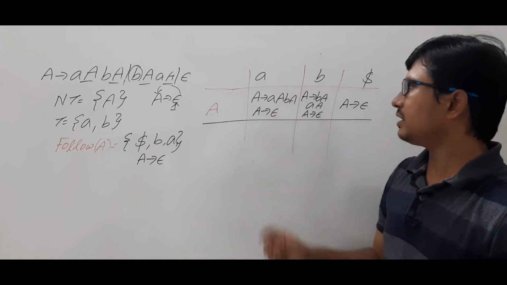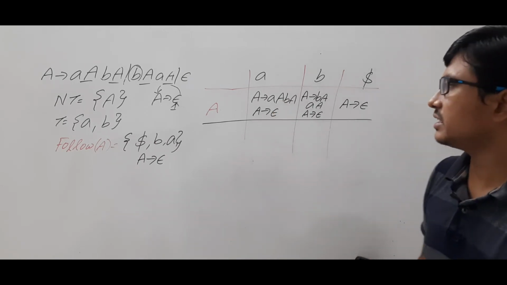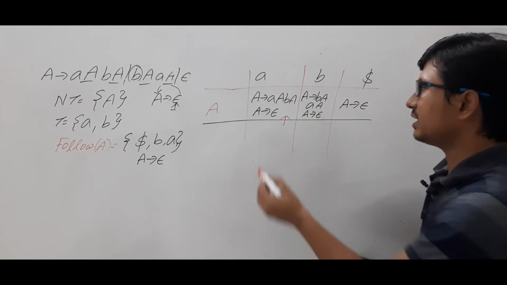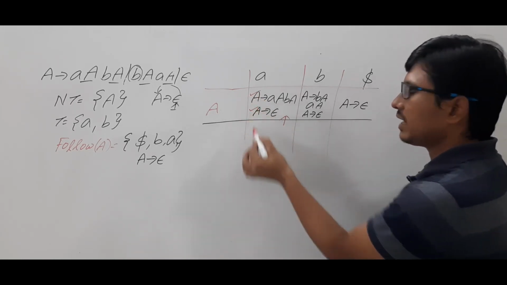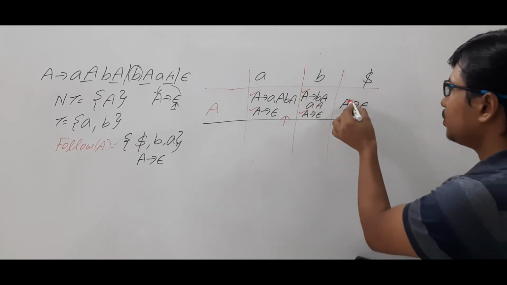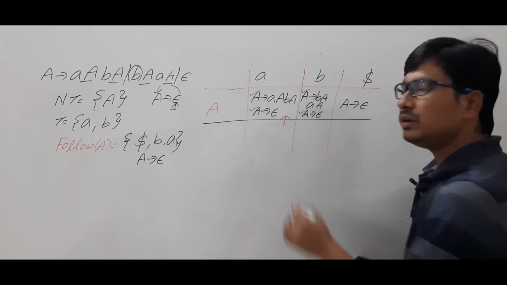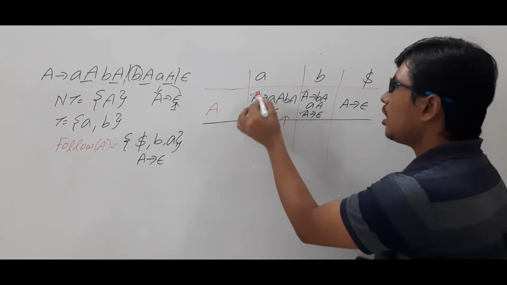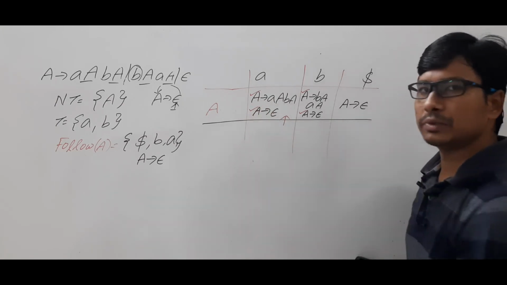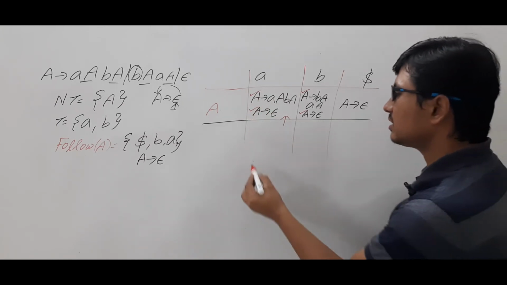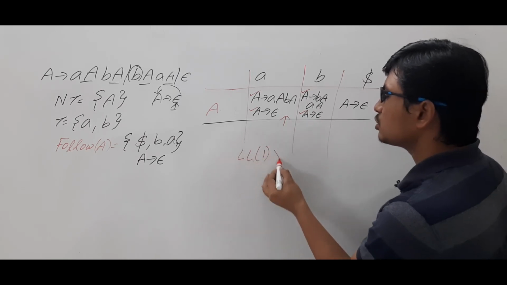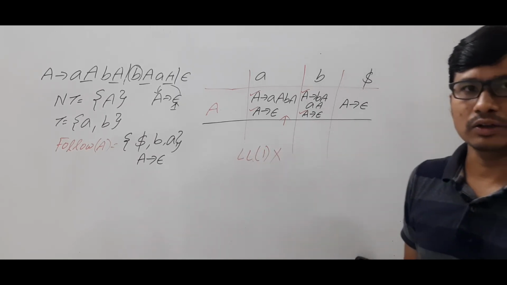Now, if you look at it, what is the second point I said? At any location, if you have more than one entry, here one entry is there, here another entry is there. Similarly, here also one entry is there, second entry is there. Here only one entry is there. At any location, if you have more than one production, is it clear? This is production number one, production number two, then I will say that for this grammar, LL1 parsing is not possible. Are you able to understand?